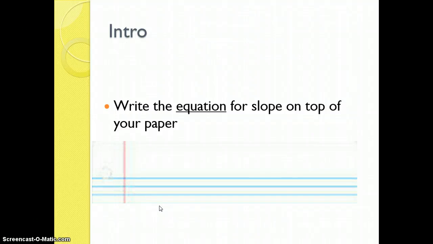Hello, today we're going to talk about point slope form. So to start, I have a little intro here.